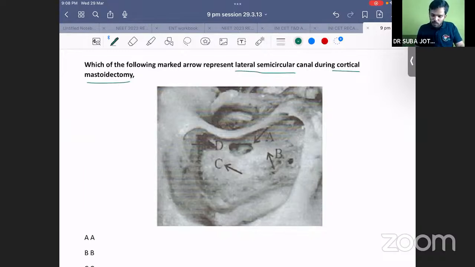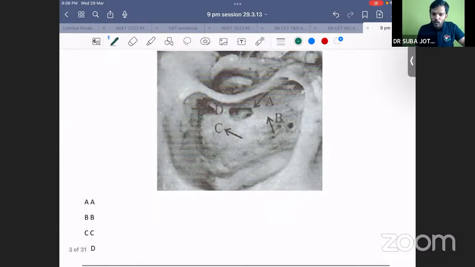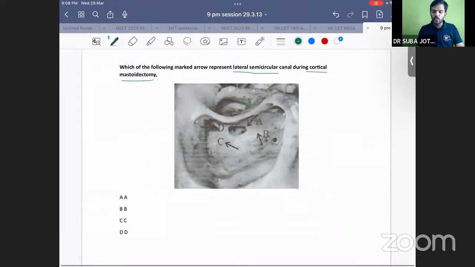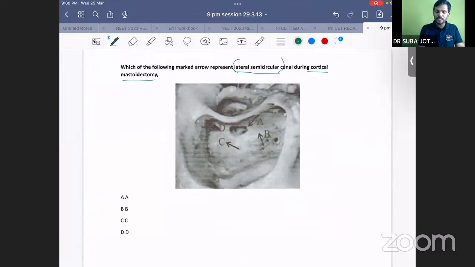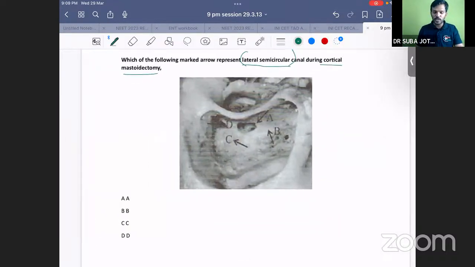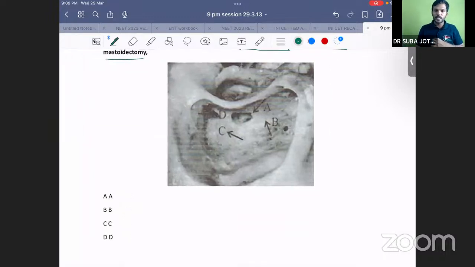Before going into that, can anyone answer this? Lateral semicircular canal is A, B, C, or D. Which structure is over here? Please answer, people. It's your time. If you can't answer now, you will feel a bit low. You start answering, you start giving guesses. So am I saying B?